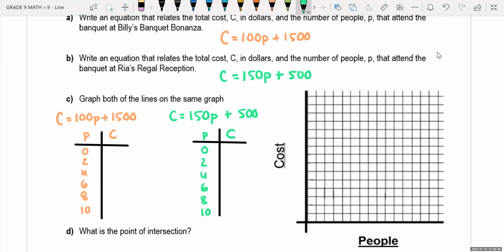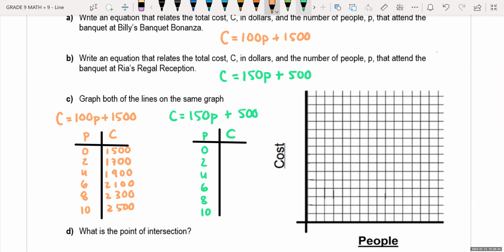All right, so we've set up our tables. We're going to just go up to 10 people. It's not super realistic, but that's what we're going with. So for the first banquet hall, Billy's Banquet Bonanza, if no one shows up, we're still going to be out $1,500. If two people show up, that's 100 times 2, which is 200. That's going to be 1,700. If 4 people show up, it's going to be 1,900. Then it's going to be 2,100, then 2,300, and then this will be 2,500.